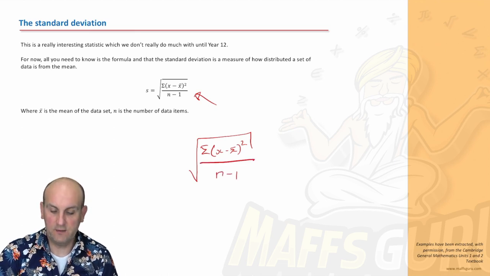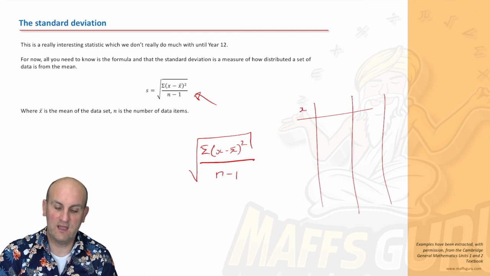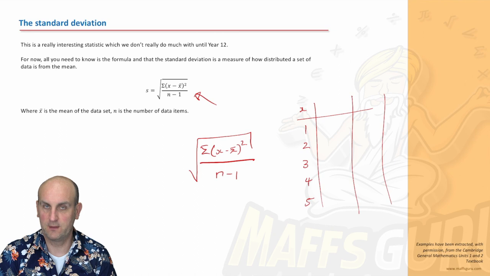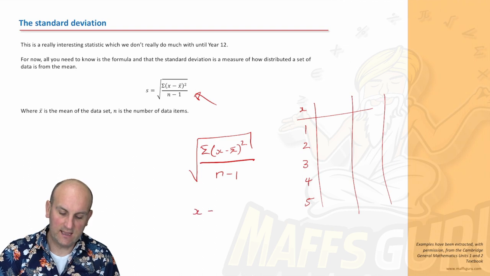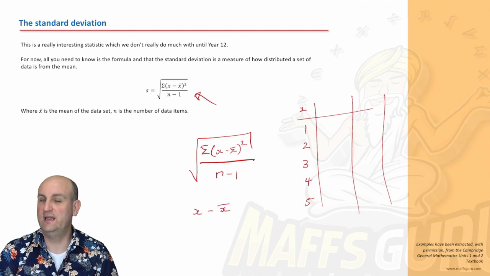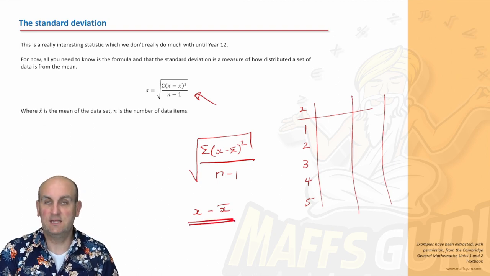Divided by n minus 1. Well, we end up with data. So when we do this, we have data. And we might have my data items as 1, 2, 3, 4, and 5. We deconstruct this by sort of doing the formula in stages. So the first thing it says is do x minus x bar. Where have you seen x bar before? The mean. Congratulations.